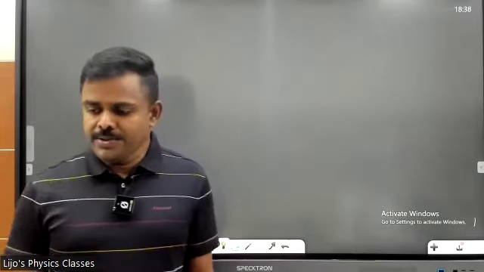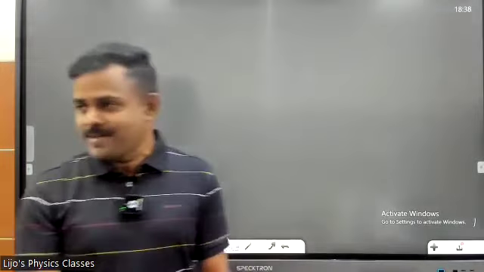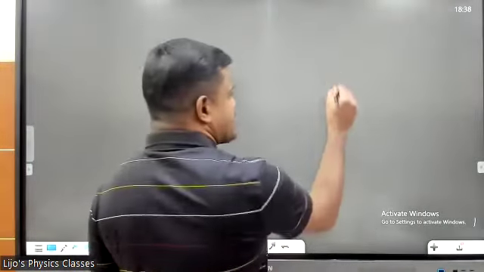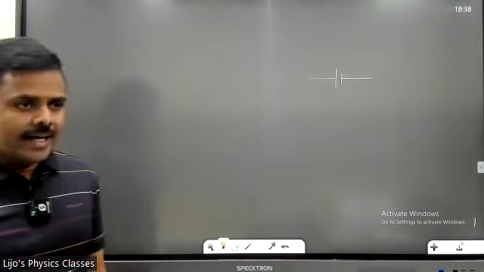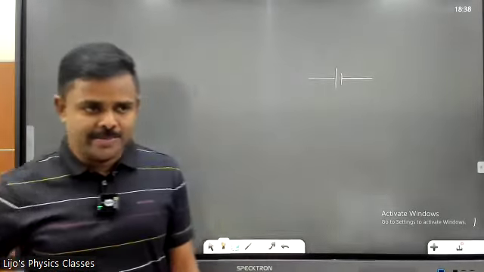Good evening, everyone. So we are back to the topic. We were on cells in the last class, right? Okay. Now this is a cell. This line is the positive terminal and the smaller line is the negative terminal, right?